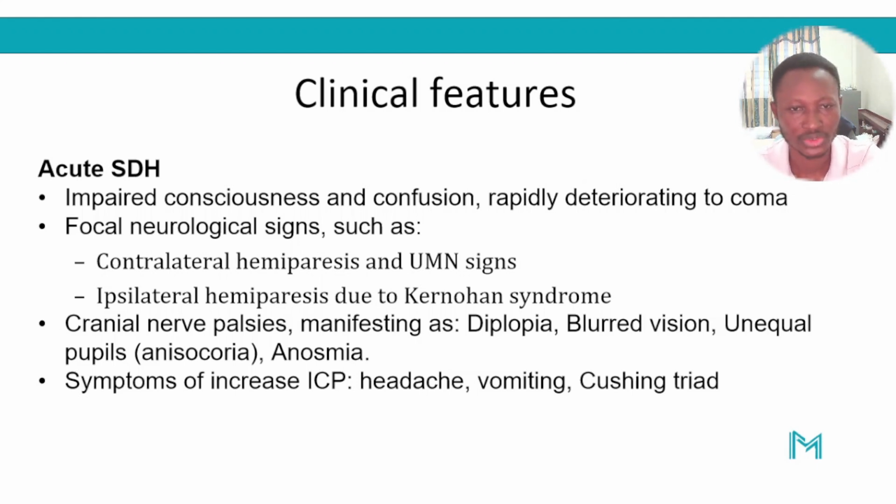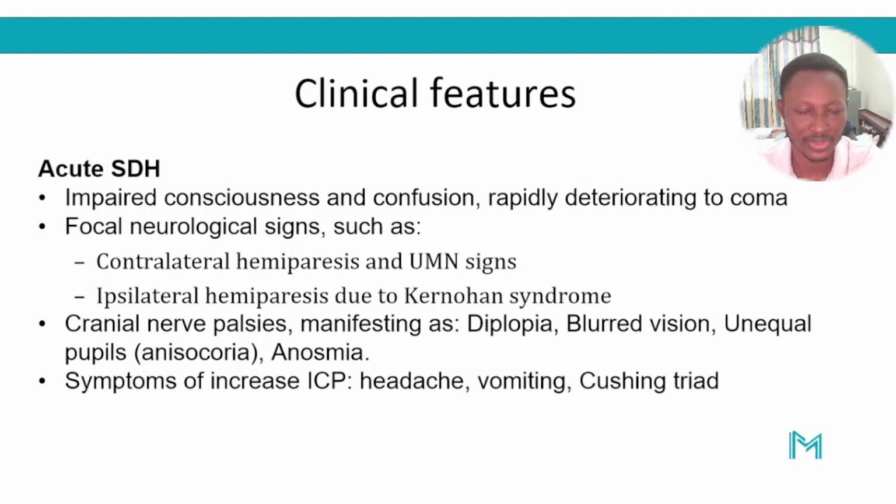So you have impaired level of consciousness, confusion, and rapid deterioration to coma. Then you might also have focal neurological signs, like contralateral hemiparesis with upper motor neuron lesion signs, telling you that the lesion is high up in the CNS. And in some few cases, you might have what is called the Kernohan syndrome, where you have ipsilateral hemiparesis. This is actually a false lateralizing sign. If you have a hematoma collected on the right side, we're expecting the weakness to be on the left side of the body. That is the contralateral hemiparesis.